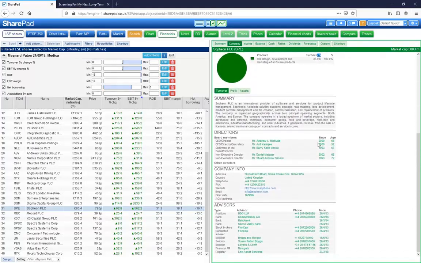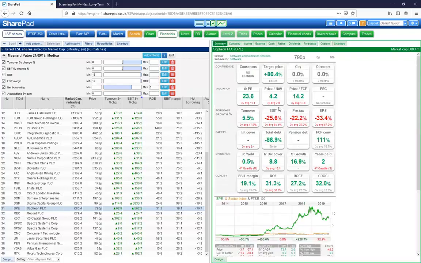The directors have been on the board for a long time, 2000. The chairman since 1993, so he's been there a very long time. And it's been listed for 20 years. So let's look at the summary. So the growth numbers here look alarming. So what is going on here?